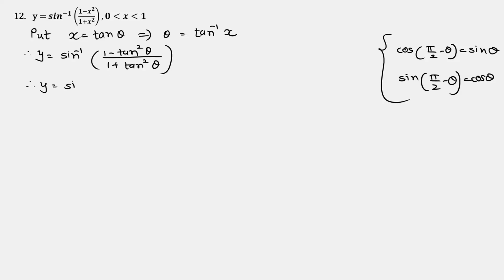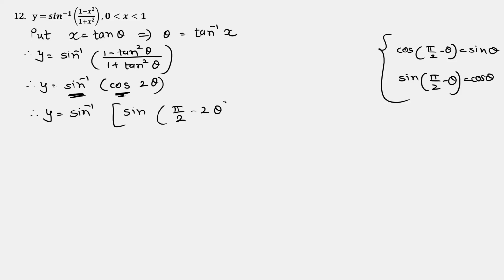That means it is cos 2 theta, but we should have sine inverse and sine only, then only 2 theta would be our answer. So let me use some trick of that thing only. We are going to do sine of pi by 2 minus 2 theta, because cos theta is sine of pi by 2 minus theta. If theta is the angle of cos, then you would do pi by 2 minus theta.